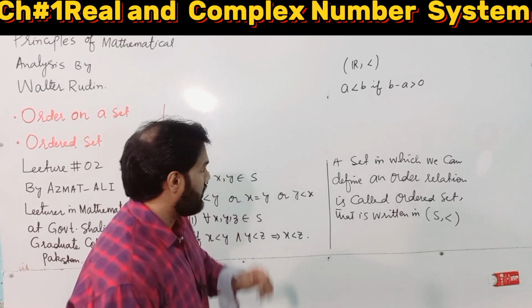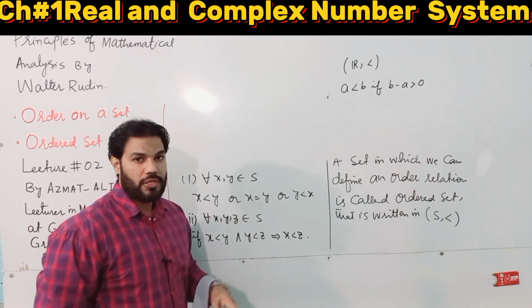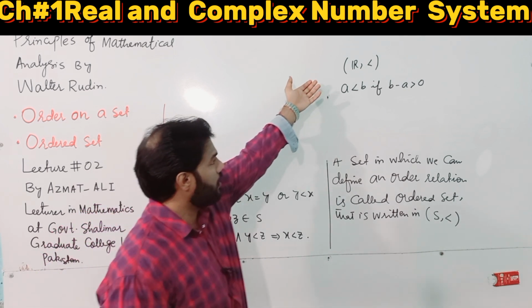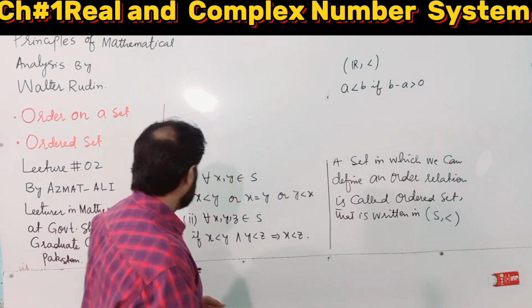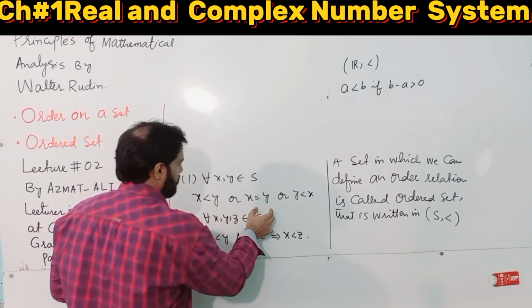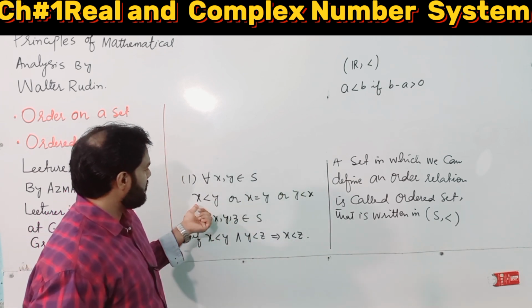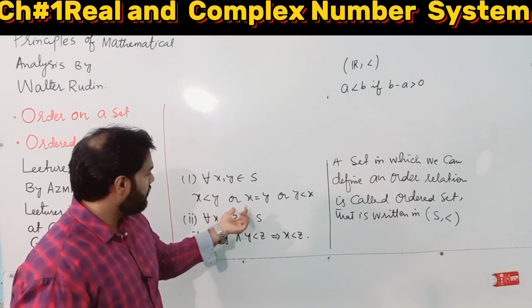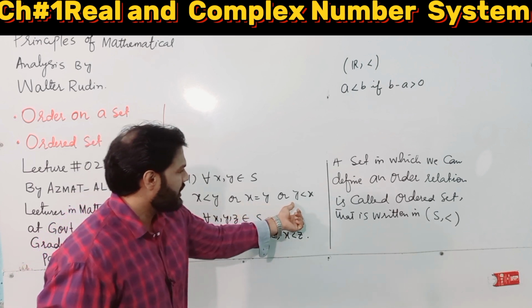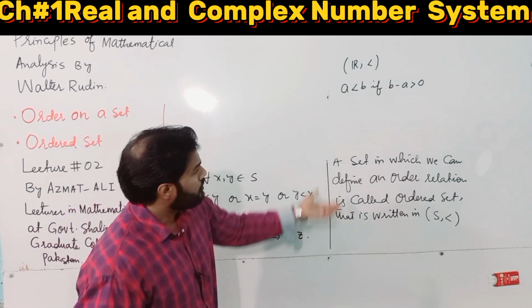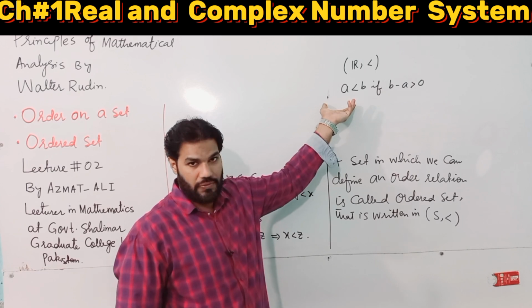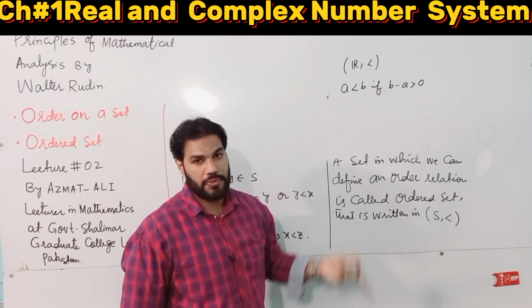The first axiom is that for any two real numbers from R, exactly one of the relations will hold. We know one of the expressions will hold: either the first number is less than the second, both numbers are equal, or the second number is less than the first. So it is obvious from the given definition of A is less than B.